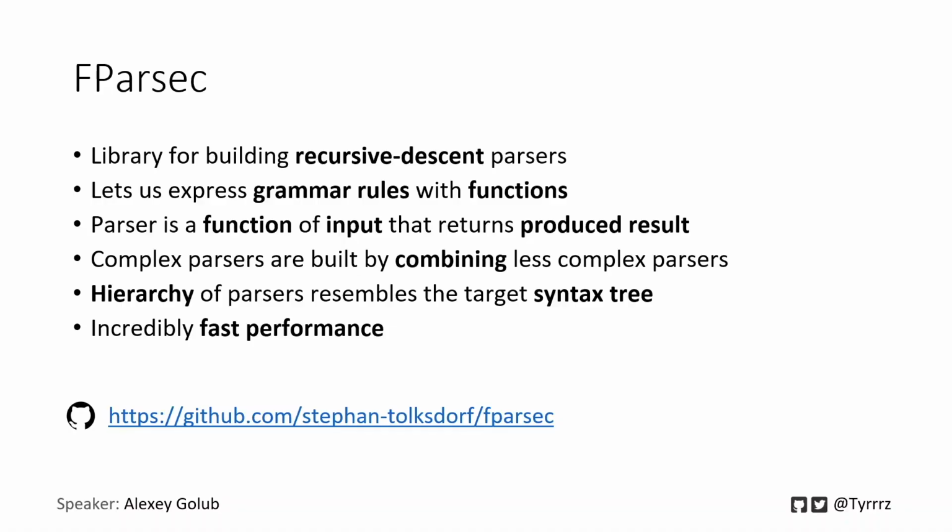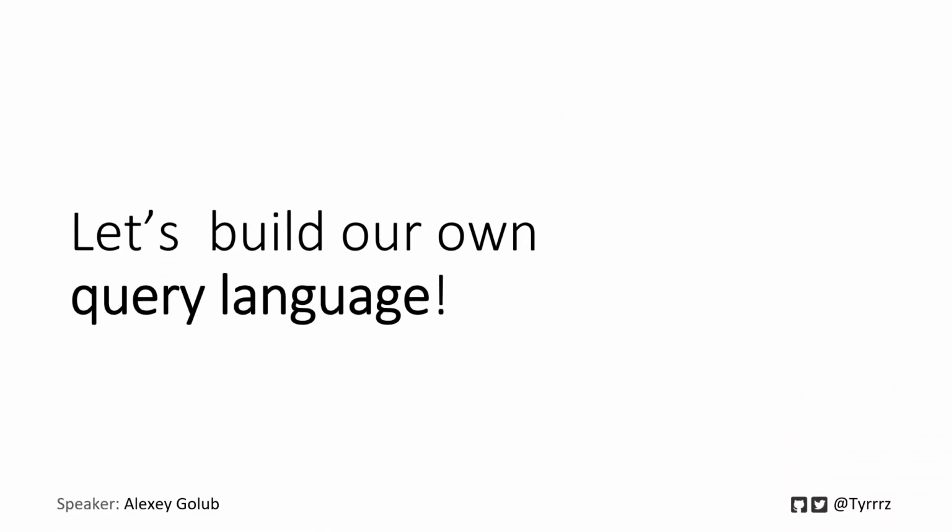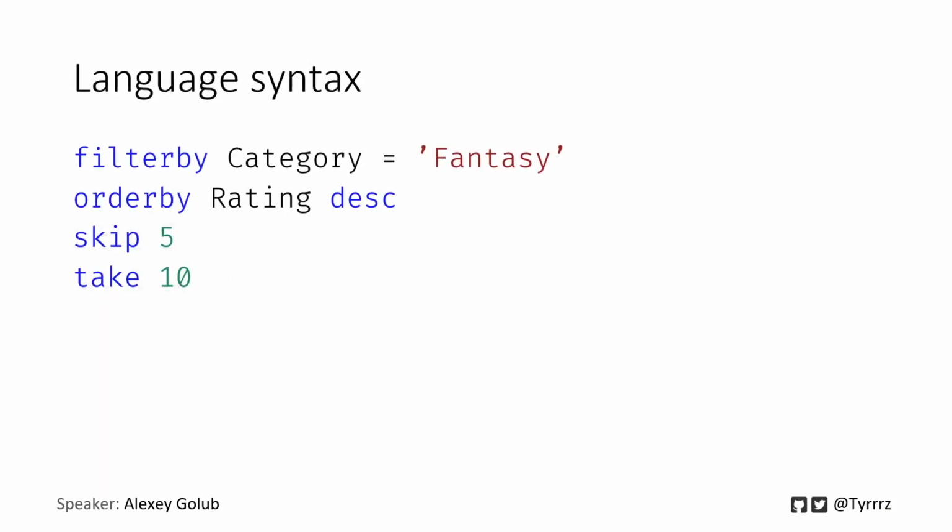So now that we know the basics of FParsec, we can actually move on to building our own query language. When designing a language, the first thing we have to do is come up with a good language syntax. As you can see, I've already done this part beforehand and wrote a small example of what an input in our query language would look like. Here we can imagine that the user is provided with a list of books and they want to filter them by a specific category, order them by their online rating, and then take a small portion of the results.